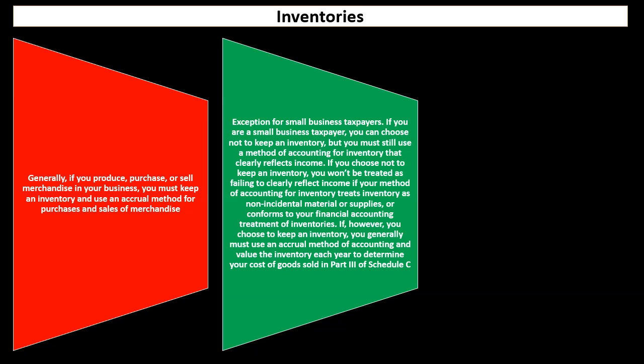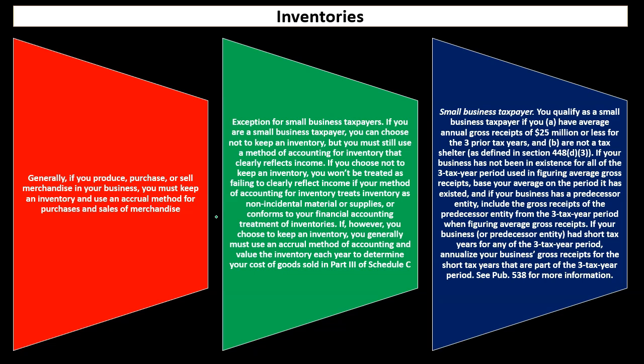Exception for small business taxpayers. If you are a small business taxpayer, you can choose not to keep an inventory, but you must still use a method of accounting for inventory that clearly reflects income. If you choose not to keep an inventory, you won't be treated as failing to clearly reflect income if your method of accounting for inventory treats inventory as non-incidental materials or supplies or conforms to your financial accounting treatment of inventory. If however, you choose to keep an inventory, you generally must use an accrual method of accounting and value the inventory each year to determine your cost of goods sold in Part 3 of the Schedule C.